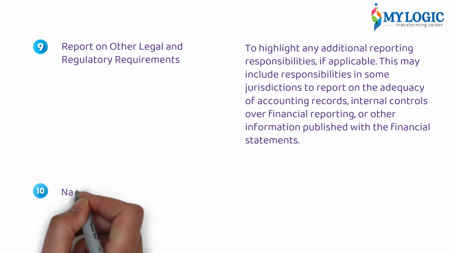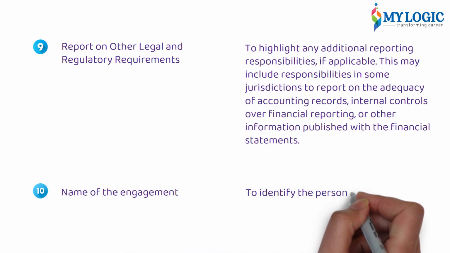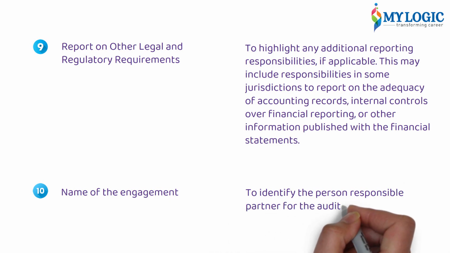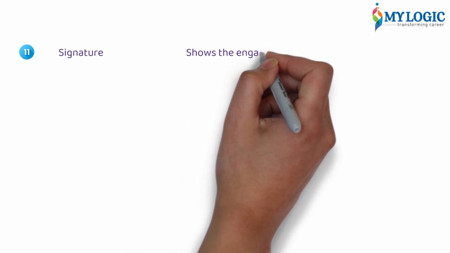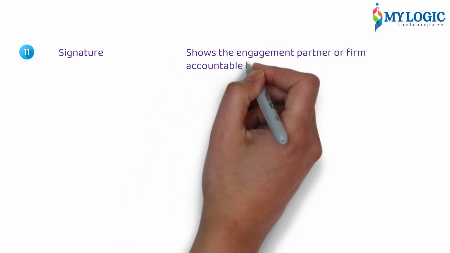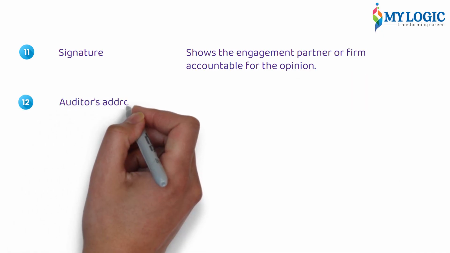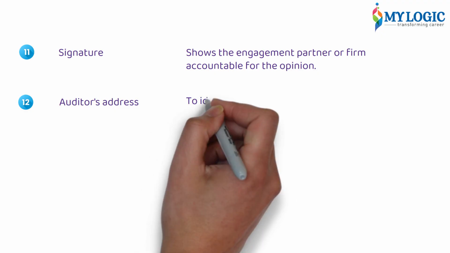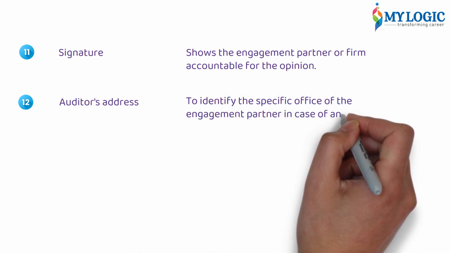Section 10. Name of the engagement partner. Purpose. To identify the person responsible partner for the auditor's report in case of any queries. Section 11. Signature. Purpose. Shows the engagement partner or firm accountable for the opinion. Section 12. Auditor's address. Purpose. To identify the specific office of the engagement partner in case of any queries.